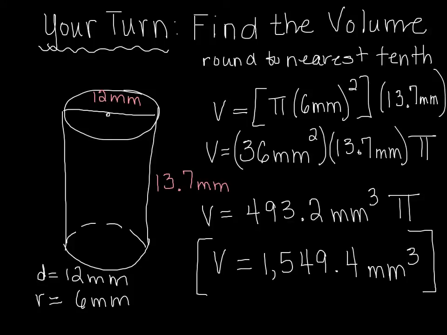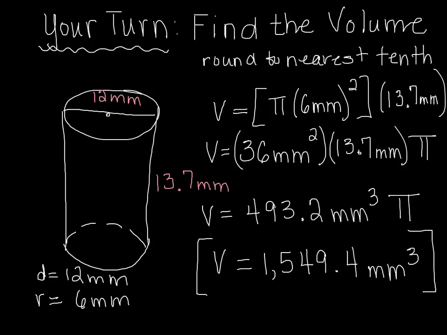Okay, so I've showed you the work. Your work should match my work. I needed to take the diameter, which is 12 millimeters, and I divided it by 2 so that I get the radius. The radius goes from the center to the outside, and that gives me 6 millimeters. All right, and then I substituted that in for the R, and I wrote down that the height was 13.7 millimeters, and I multiplied both numbers together times pi, and I got 493.2 millimeters cubed times pi.